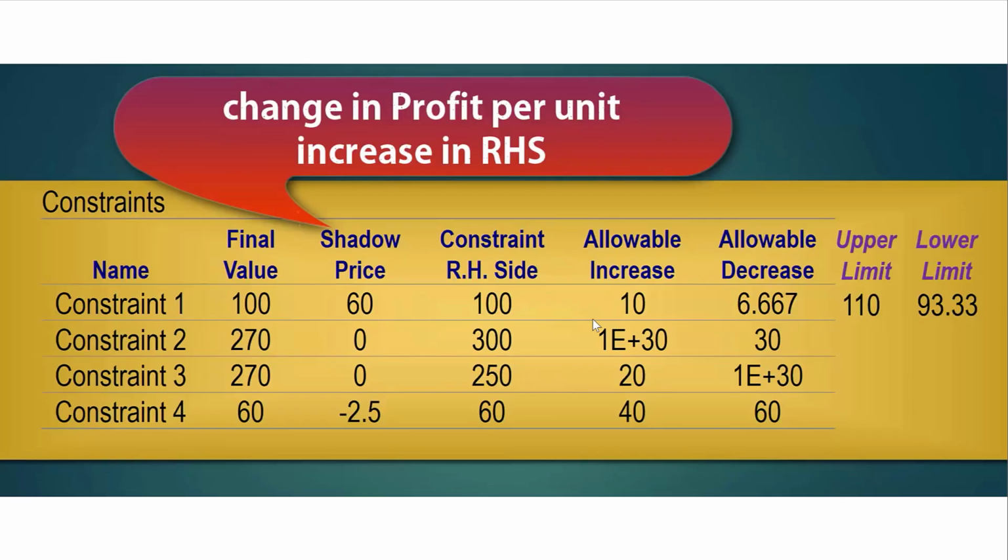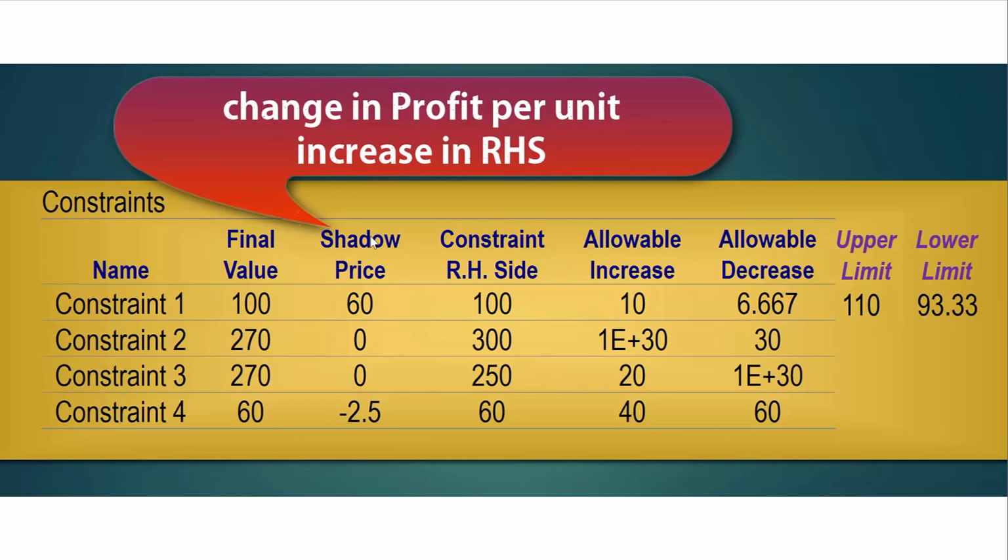We see in the second table of output of the linear programming solution or Solver the allowable increase for each constraint and the allowable decrease for each constraint. For example, the first constraint, the right hand side is 100 and the allowable increase is 10, so 100 plus 10, the upper limit is 110, and the lower limit is 100 minus 6.667, which is 93.33. We also see the shadow price.